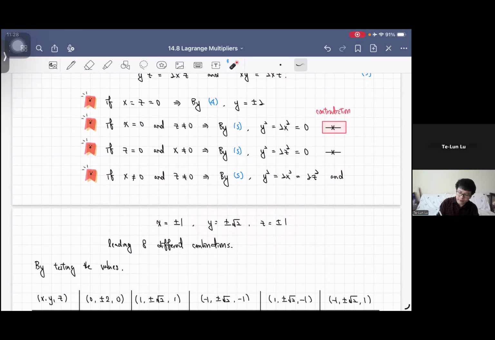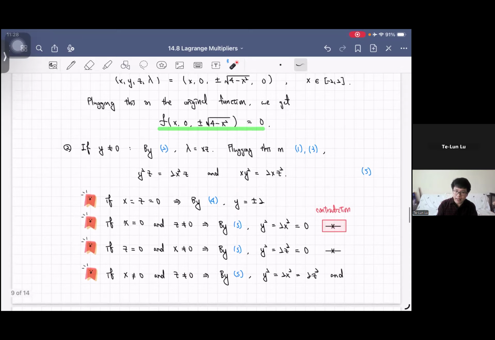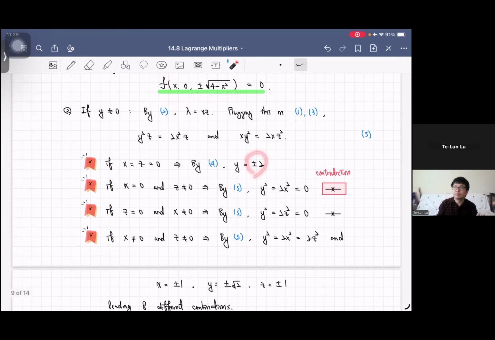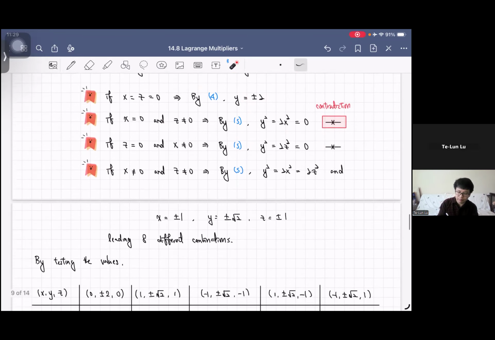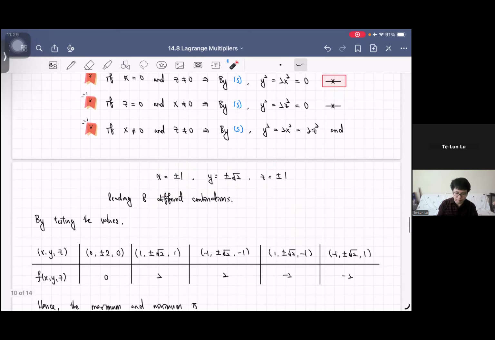So this tells us that you have 8 different combinations, okay? Like 1, root 2, 1, 1, minus root 2, minus 1, and so on and so forth. There will be 8 combinations. So it turns out that all the critical points that we have for the Lagrangian are this whole bunch of points: 0, 0, 0, 2, 0, and 0, minus 2, 0, and these 8 points. And now we can evaluate the function values.